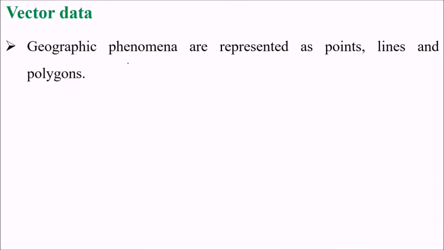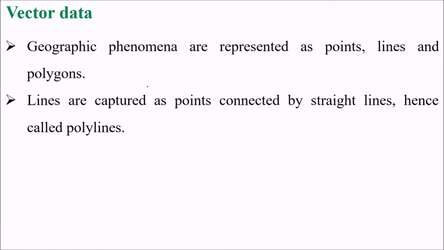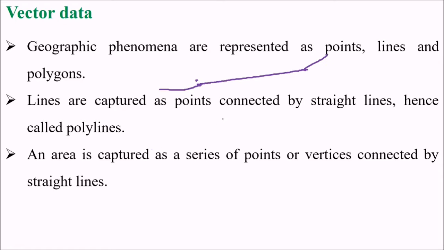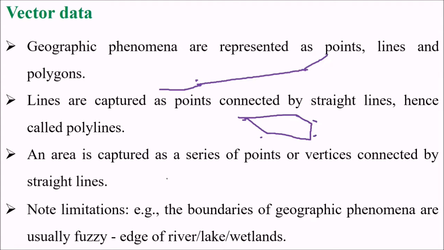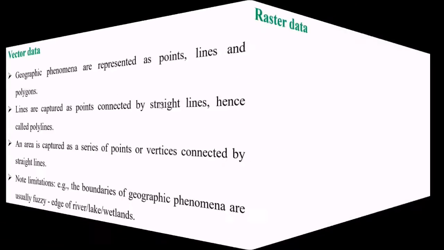Vector data is a geometric phenomenon. These are represented by point, line, and polygon. Any object on the earth can be represented by either a point, line, or polygon. Lines are captured as points connected by straight lines. Hence, these are called polylines, like this. An area is captured as a series of points or vertices connected by straight lines, like this. We have to note a certain limitation: the boundaries of geographic phenomena are usually fuzzy, like the edge of a river, lake, or wetland.